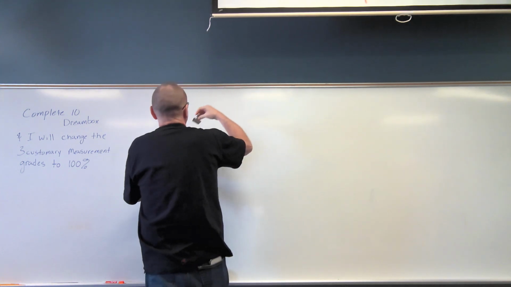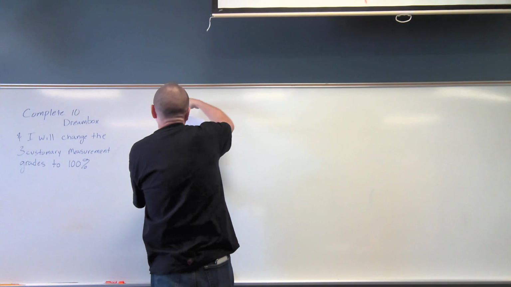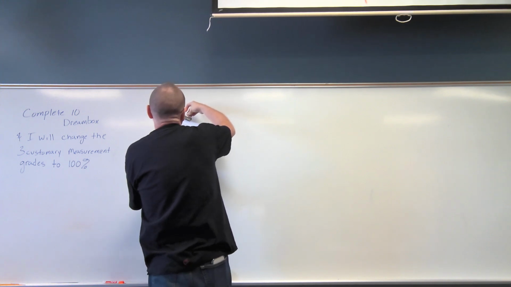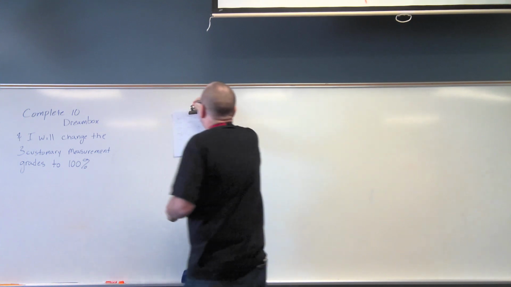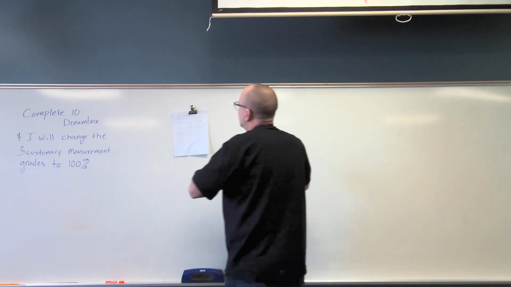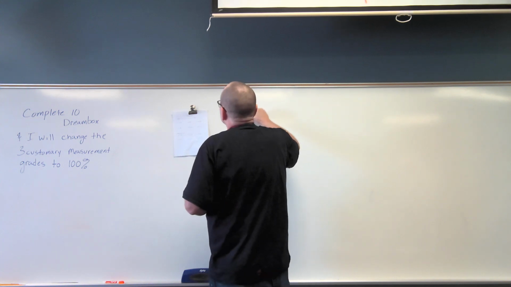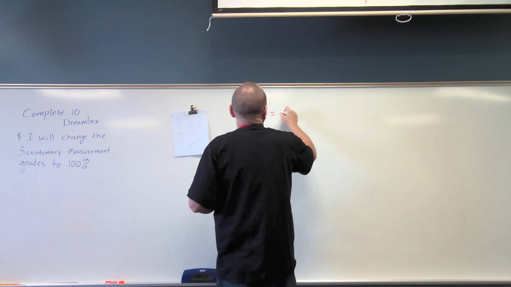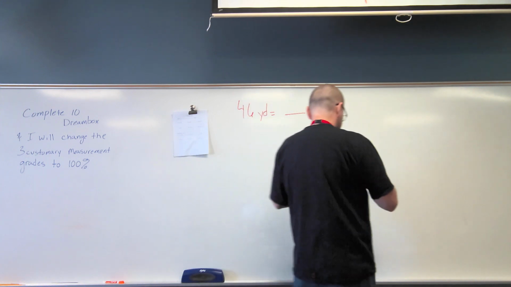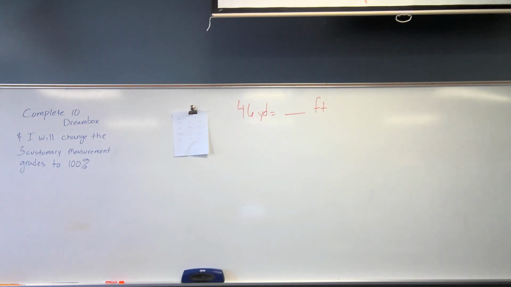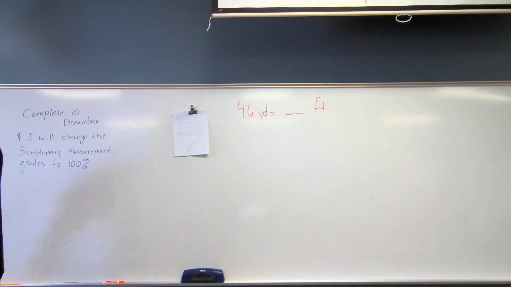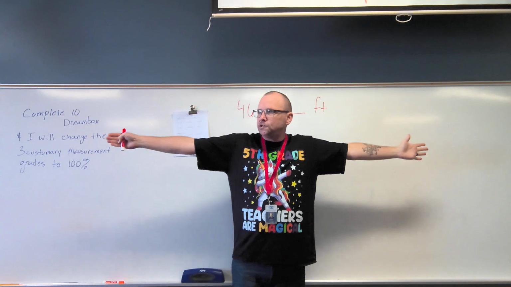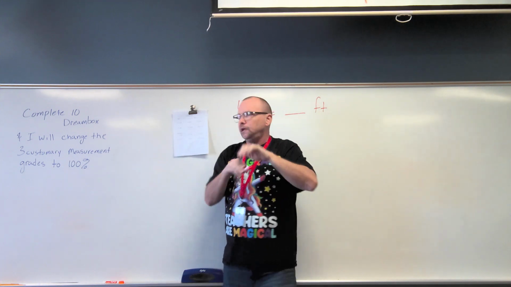Let's look back at the front. We're going to do 2 from capacity, 2 from length, and 2 from weight. All right, let's start with 46 yards equals blank feet. We know the yards, so we're changing from yards to feet. Which is bigger, yards or feet? Yards. So we multiply.